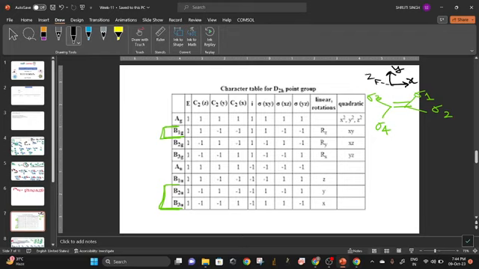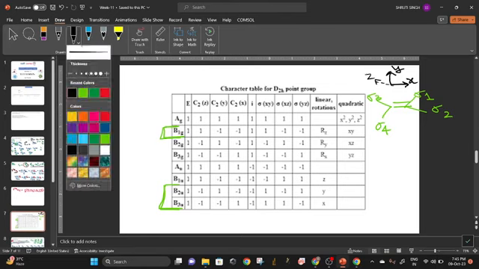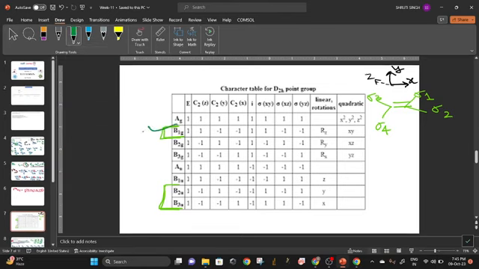Yes, it's correct. So here also you got lucky because the first one was B1G. So for B1G you will get twice sigma 1 minus sigma 2 minus sigma 3. So like this we solve this.